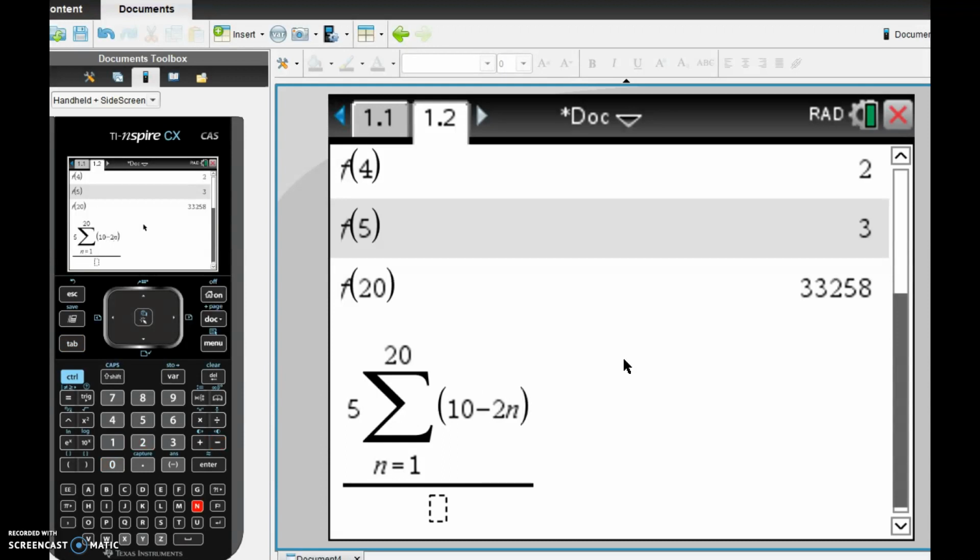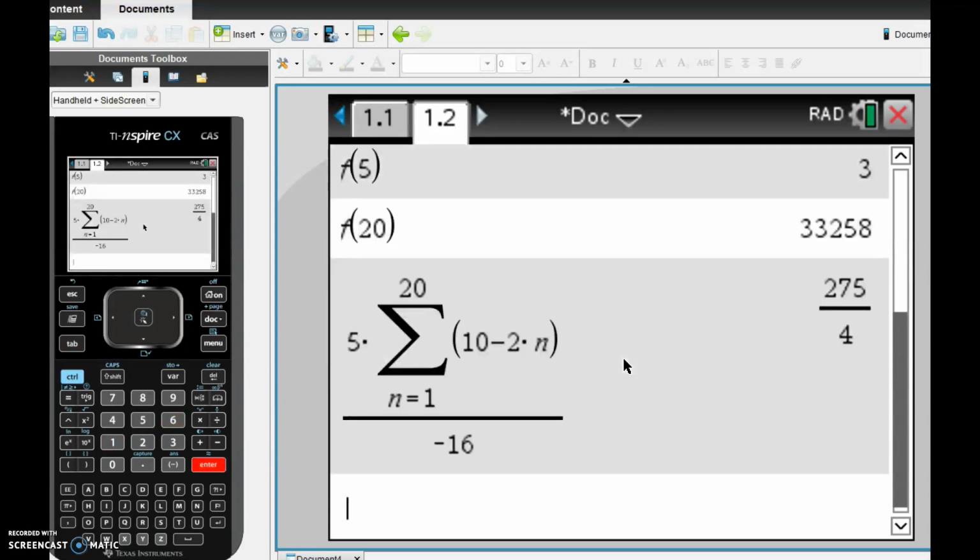Make sure anything that's being summed is in those parentheses. So if you have something times something, or if you have 2 different things in the summation, make sure you have one big parentheses for the summation. And then to the -16. 275 over 4, that's a good answer.